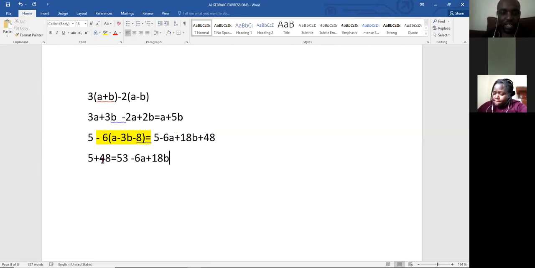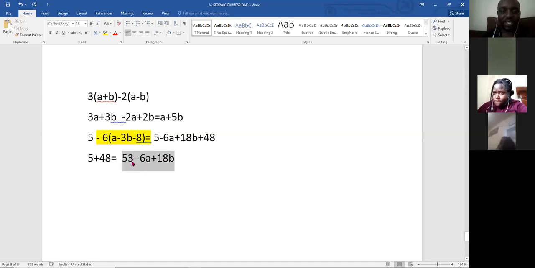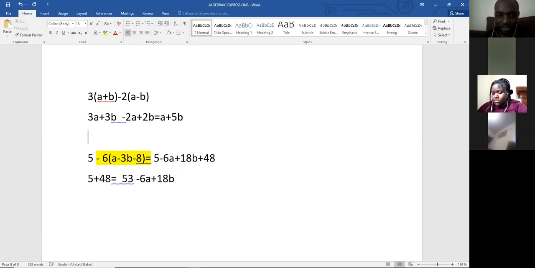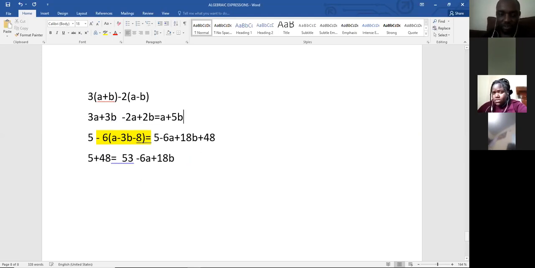This is going to be your answer. So this is what is called expanding. We came from whatever was here to this, and this is what we call expanding. Now let us look at cases that involve fractions, and how we go about them.